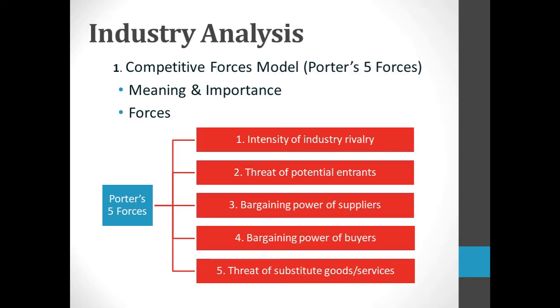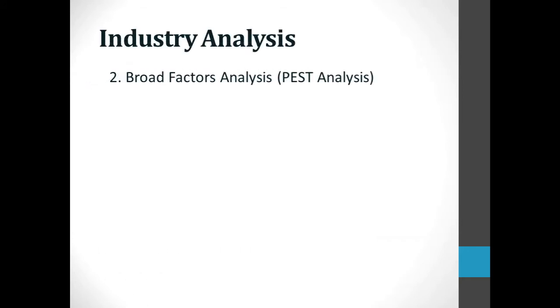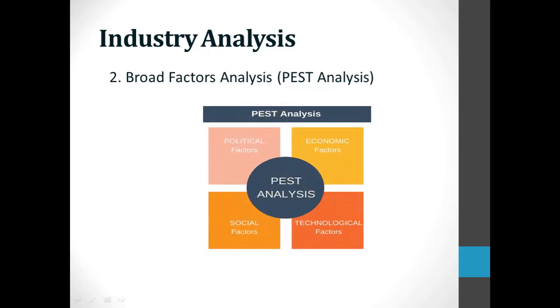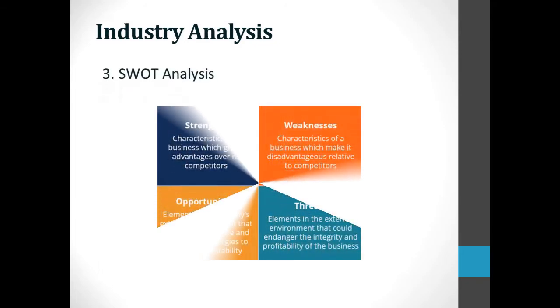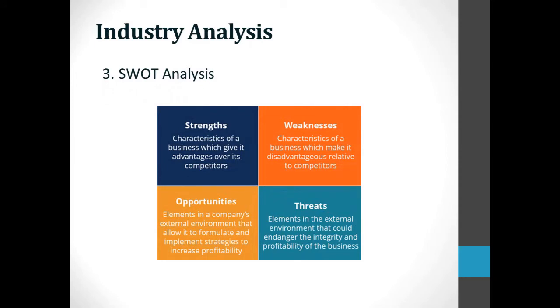Under industry analysis, the second type which we are going to see is broad factors analysis. First, PEST: P for political, E for economic, S for social, T for technological. These are the factors mainly included in broad factors analysis. The third type is SWOT analysis, which means strengths, weaknesses, opportunities and threats. Strengths and opportunities are helpful to the organization, while weaknesses and threats are harmful to the organization.